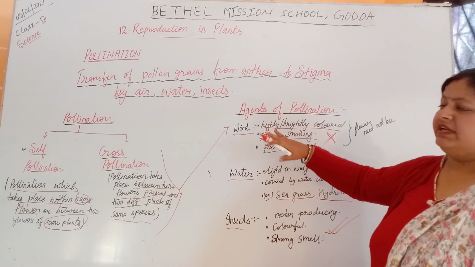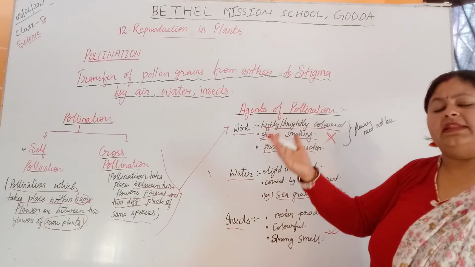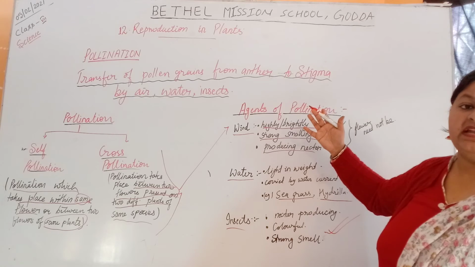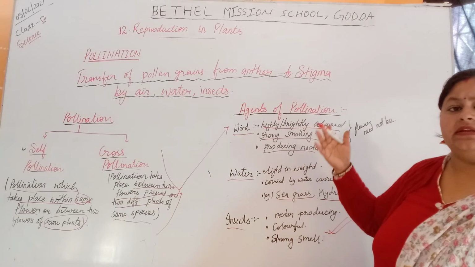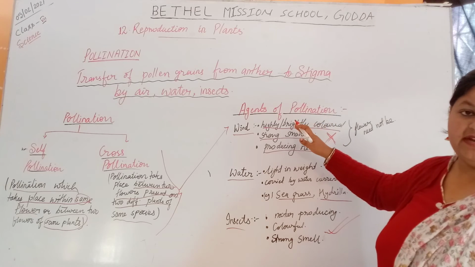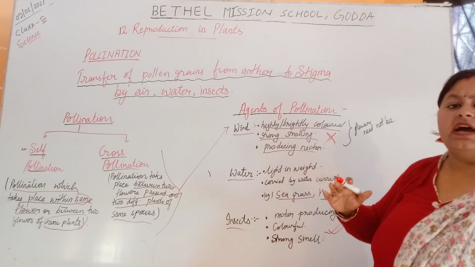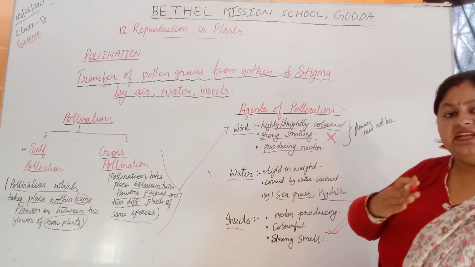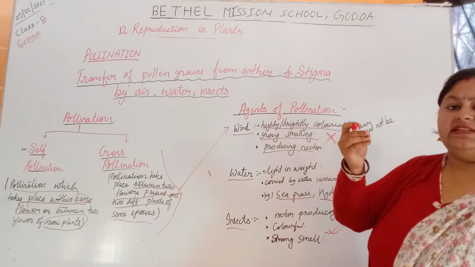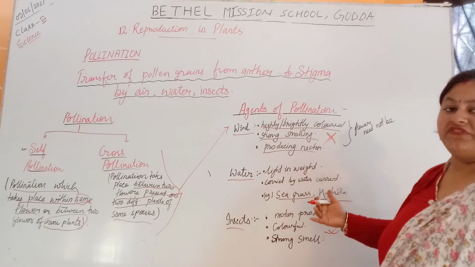Wind pollination is the pollination in which pollen grain is carried away by the wind, and the plant should not be very strong smelling, and should not produce nectar. These things are not at all required for a wind pollinated flower. Next is the water pollinated flower. Water pollinated flower means the pollen grains are carried away by the water current, and these should be light in weight. The examples are seagrass and hydrilla.